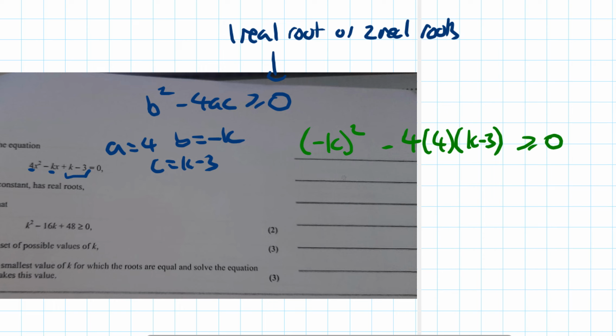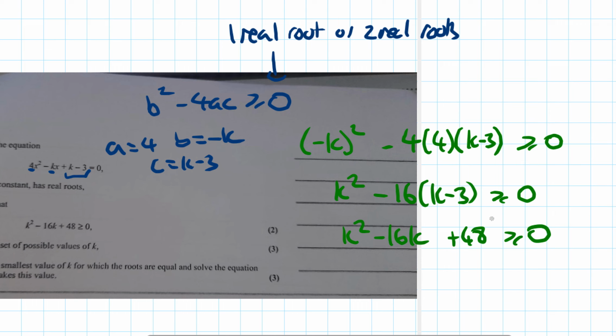From here we expand, so (minus k) squared is k squared, minus 4 times 4 is minus 16, times (k minus 3), is greater than or equal to 0. So it's k squared minus 16k, and then plus 16 times 3, which is equal to 48, is greater than or equal to 0. Then we've solved part A.